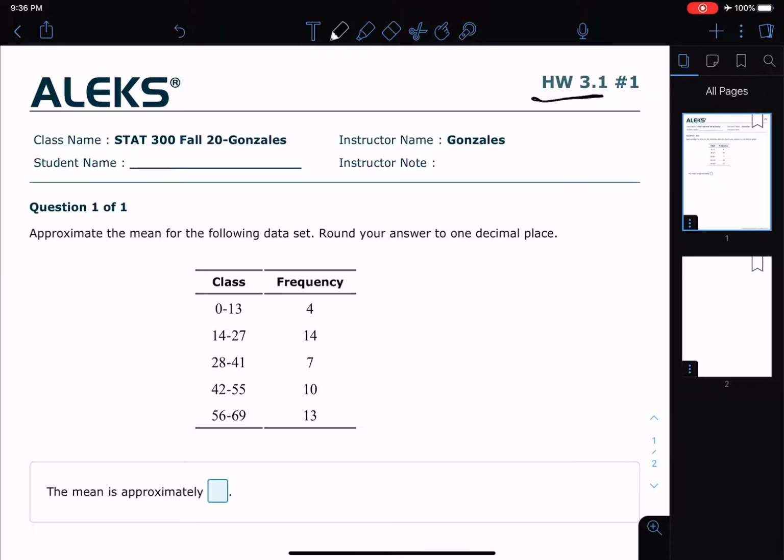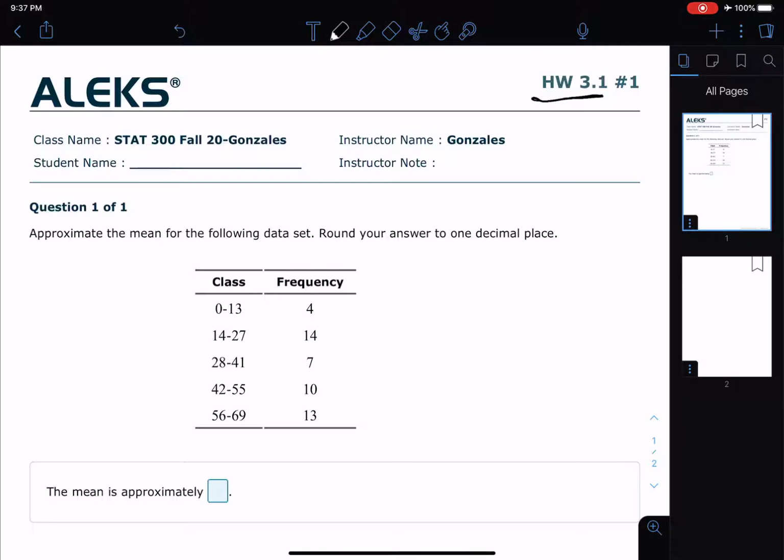This is only one problem, and there are other problems from 3.1 and 3.2 on the adaptive, ALEKS adaptive side with the golden pi circle. I'm going to do some of those in another video, but this one is just the homework on the assignment side.